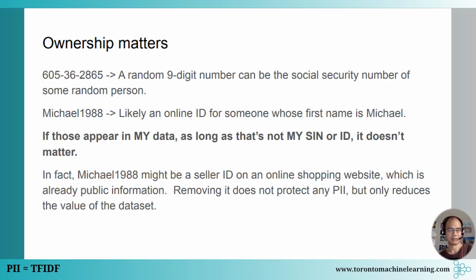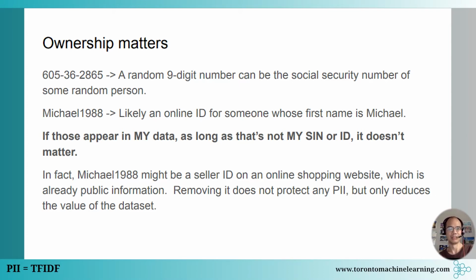And I want to stress why ownership matters a lot. So imagine if I just write down a random 9-digit number like this one, it is probably the social security number for someone in the world. I don't know who that person is, right? However, as long as that appears in my data, in my transaction record, or my bank account statement, if that's not my social security number, it doesn't matter, right? It's not my PII, and the bank is not responsible for protecting that. Because I can write that 9-digit number randomly in the memo section of my check. I deposit that, it will show up.